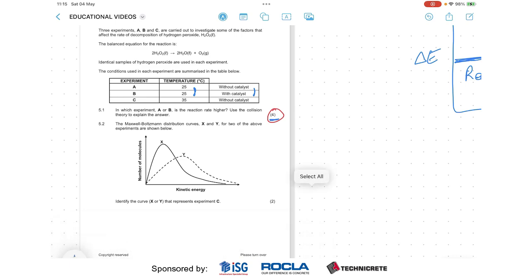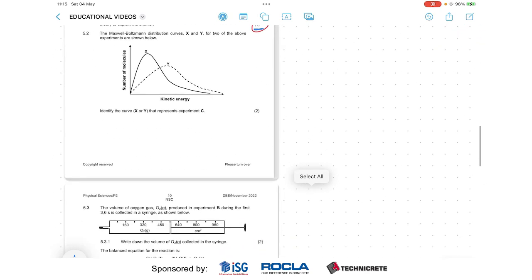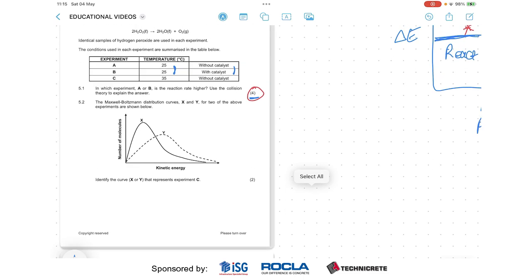Let's move on to question 5.2. The Maxwell-Boltzmann distribution curves X and Y for two of the above experiments are shown below. Identify the curve, X or Y, that represents experiment C. Okay. So experiment C.